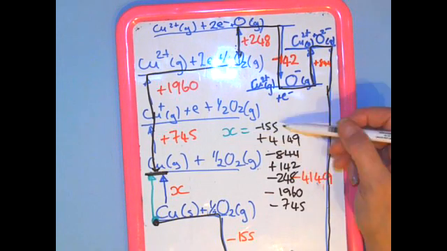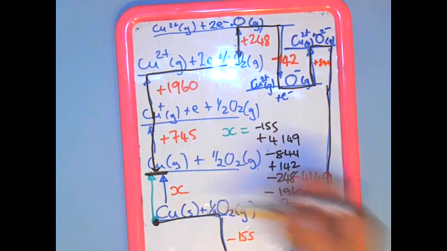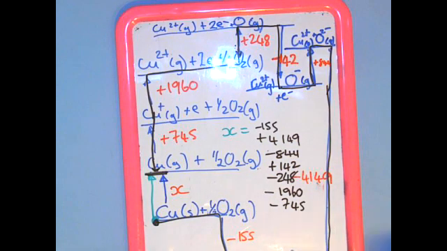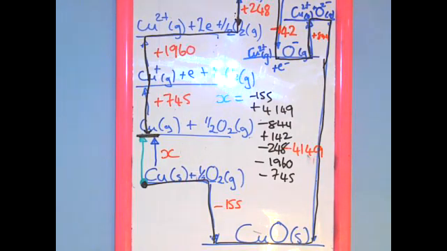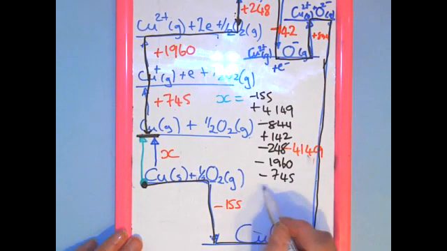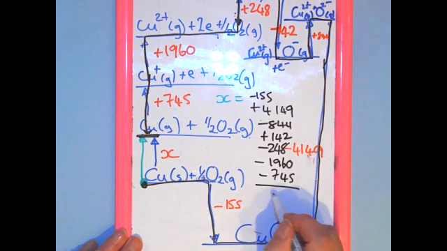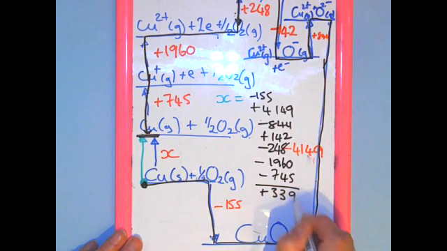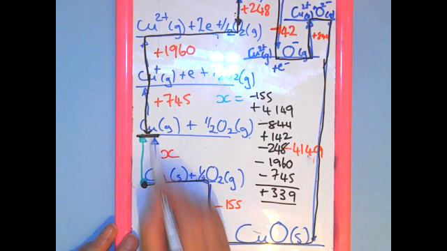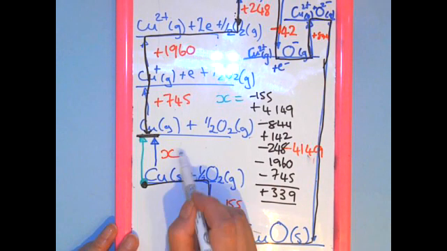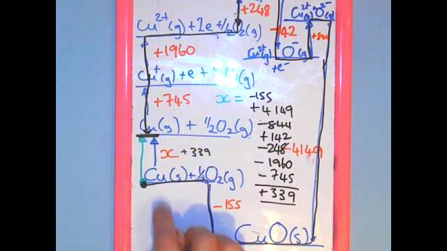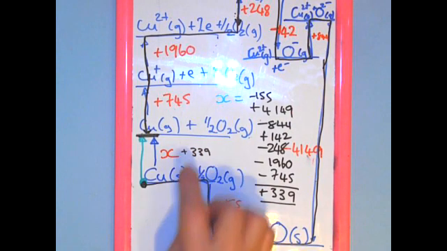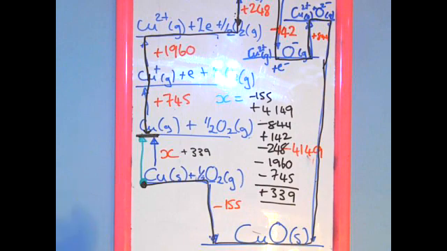So X equals all of that. So X equals minus 155 plus 4149. I will add them up and I will give you that value. Okay, so when we add all of those numbers up, that comes to plus 339. So what that's telling me is the enthalpy of atomization of copper is plus 339. And we know that in order to atomize copper, we're going to have to put some energy in. So being positive is a good indicator that we've got it right.